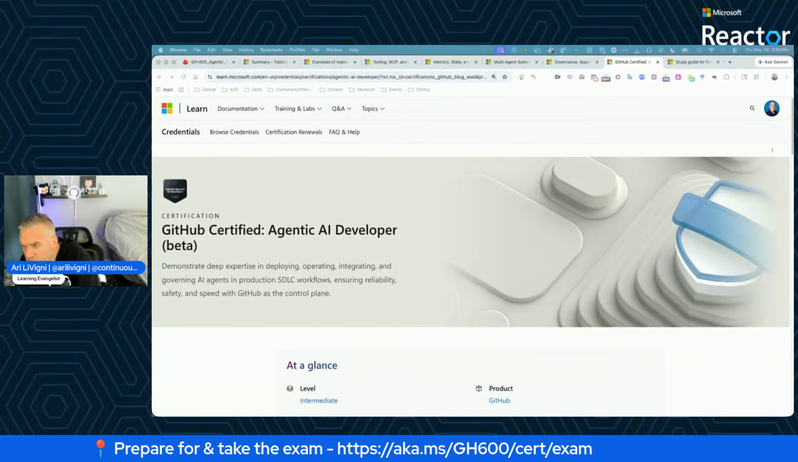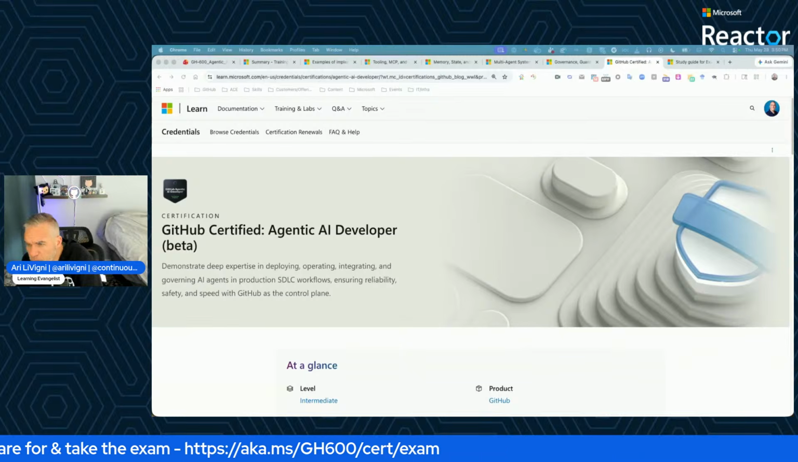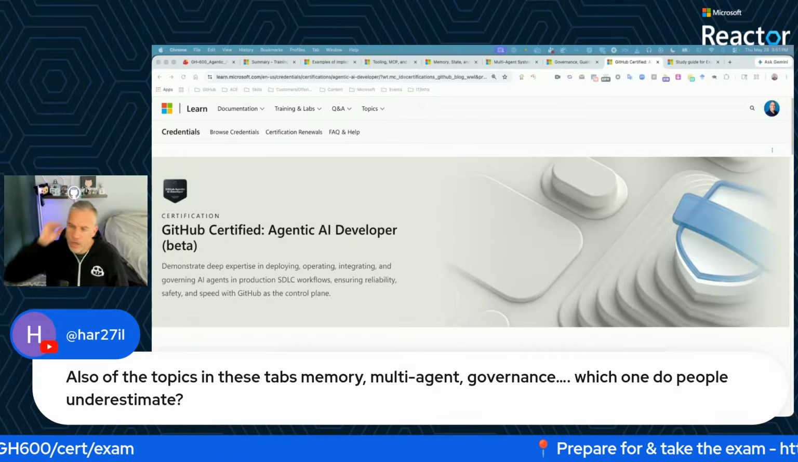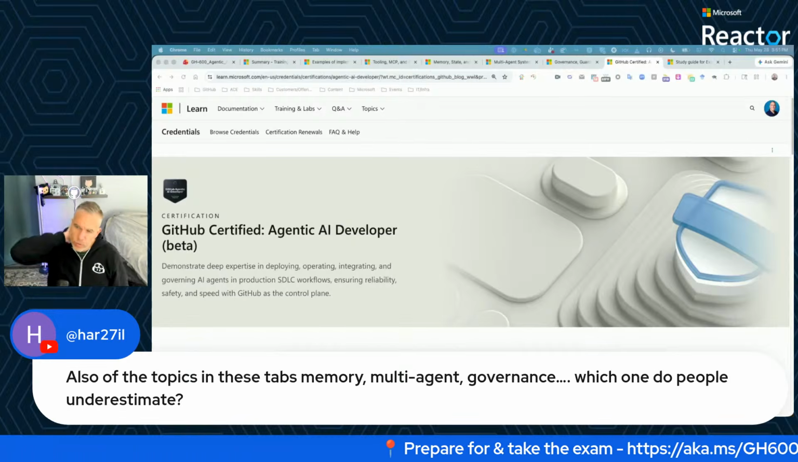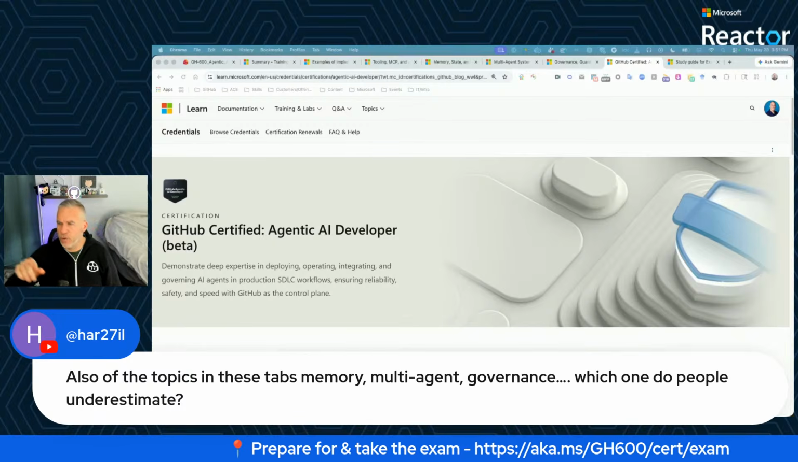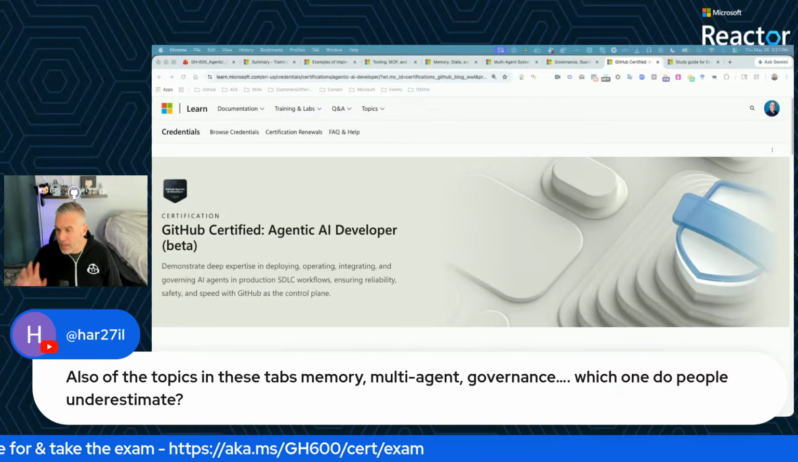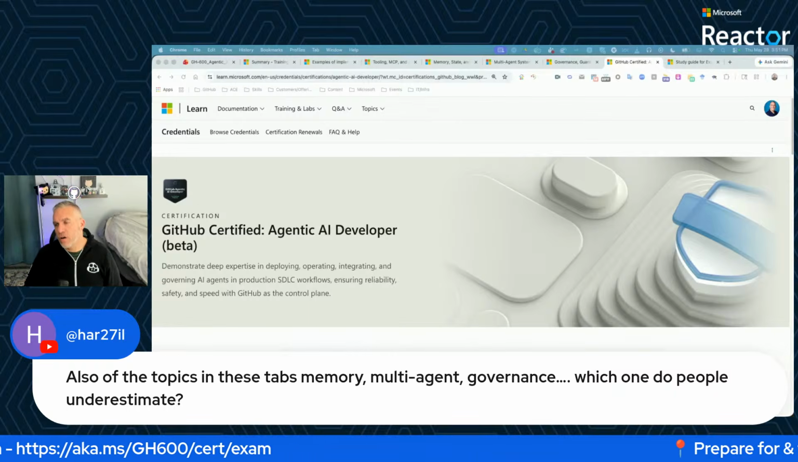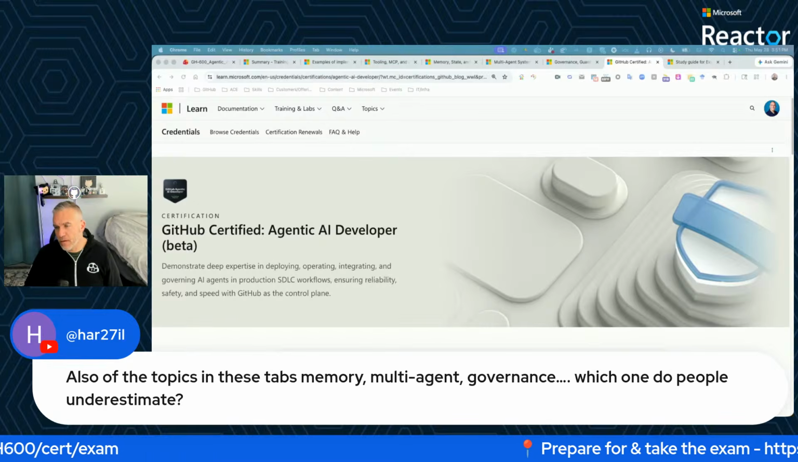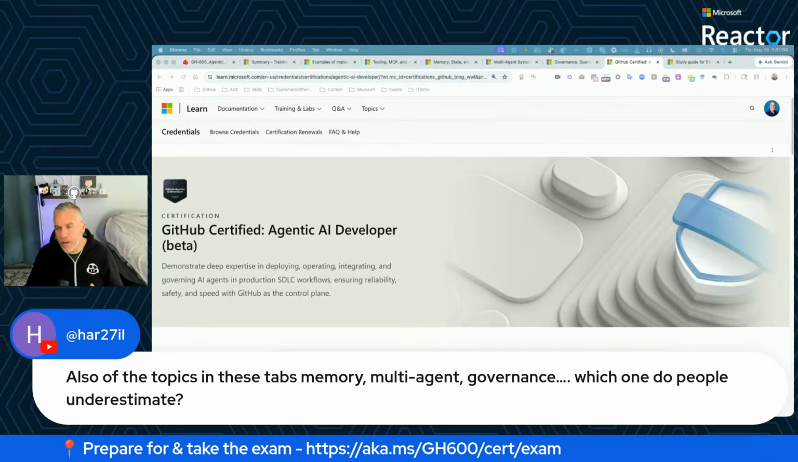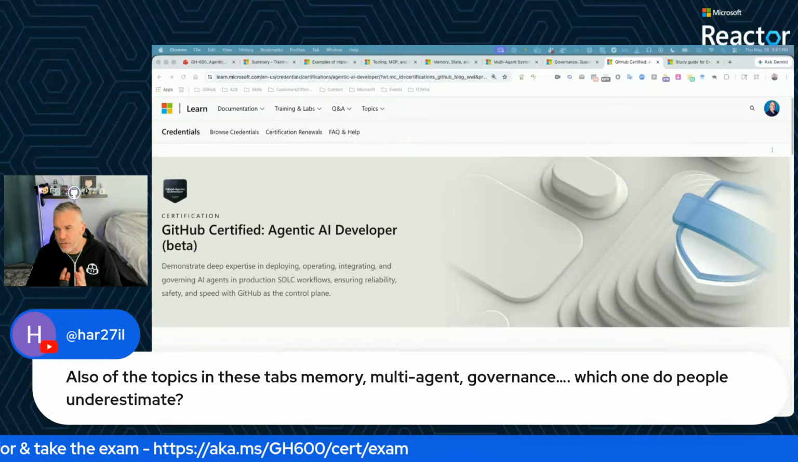Also, the topics are these tabs: memory, multi-agent, governance. Which ones do people underestimate? I would say the tools one, and the multi-agent. Honestly, I would spend a lot of time on the tools and memory and governance. I know memory is a smaller percentage, so you could spend some time on that.